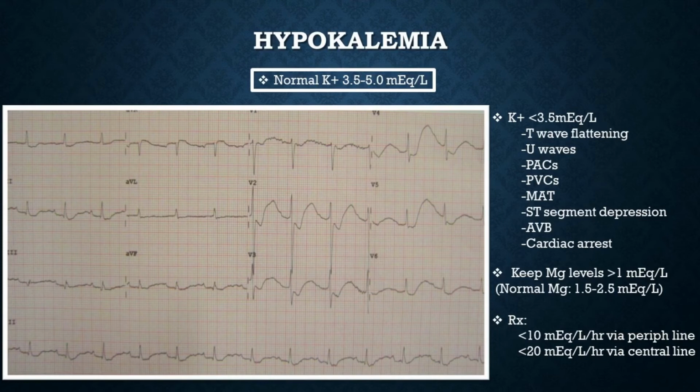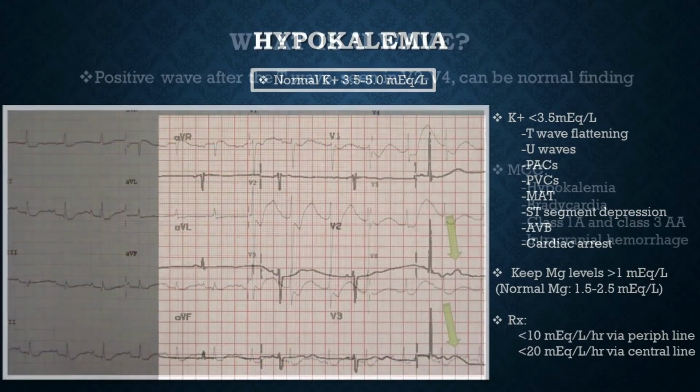So always check the magnesium levels in hypokalemia and keep the magnesium always above 1. The leading reason for hypomagnesemia is chronic alcohol consumption. And this is a very high yield question across all steps. Treatment is with potassium repletion. The rates are as follows: less than 10 milliequivalents per hour if you're using a peripheral line, or less than 20 milliequivalents per hour via central line.